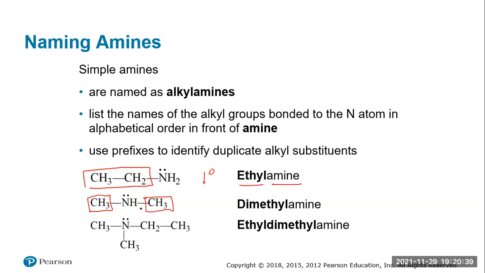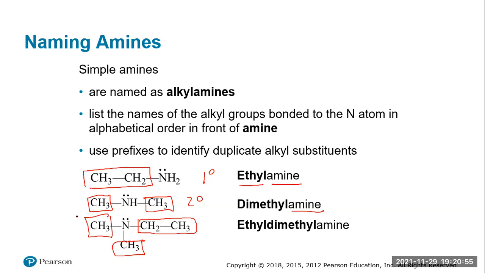That is 2 methyl groups. So our dimethyl amine. This again is a secondary. And this is 3 different groups here. That is an ethyl group. And that is a methyl and a methyl group.